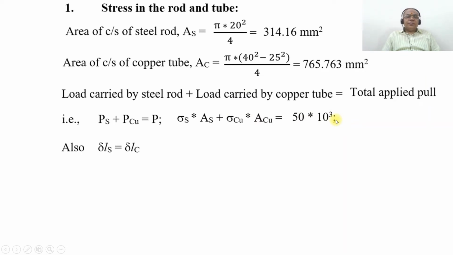Now we also know that the total elongation will be such that the elongation in the steel rod is equal to the elongation in the copper tube.